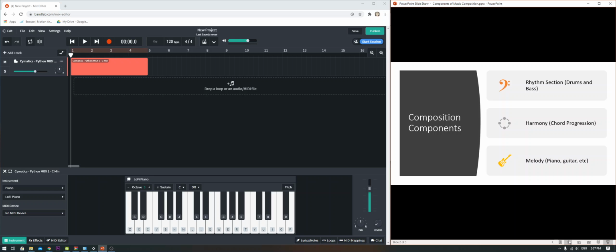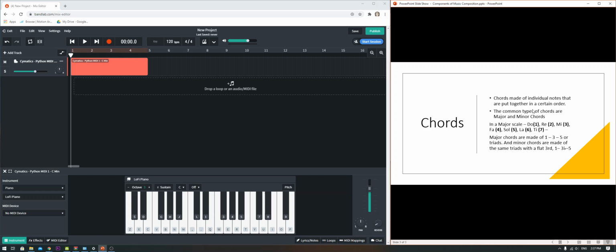Chords are important. We're not going to talk about the progression part today. I'm just going to guide you on how chords are structured, how chords are made. Chords are made of individual notes that are put together in a certain order, and the common types of chords are major and minor. We're going to be using the major scale. The major scale is the scale that you learn in kindergarten. That should be enough for us to create music.